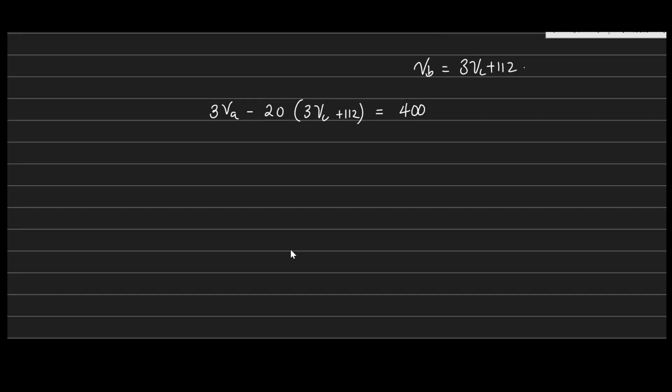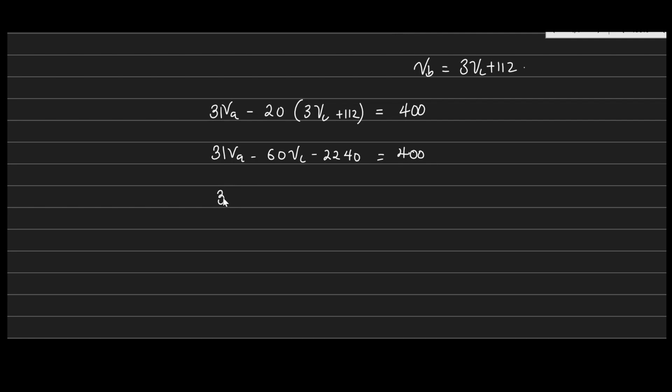So let us simplify this. So this is 31 VA, not 3 VA, 31 VA minus 60 VC. Okay, what is negative 20 by 112? So negative 20 by 112 is equal to negative 240, right? Minus 240 equal to 400. Okay, so if I take negative 240 out of the equation, you add them.